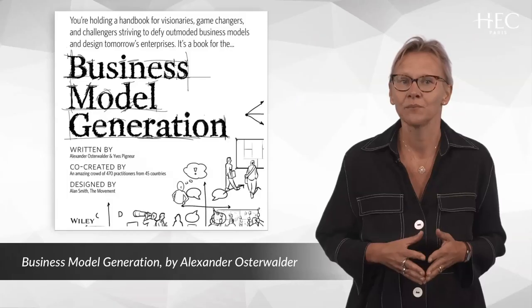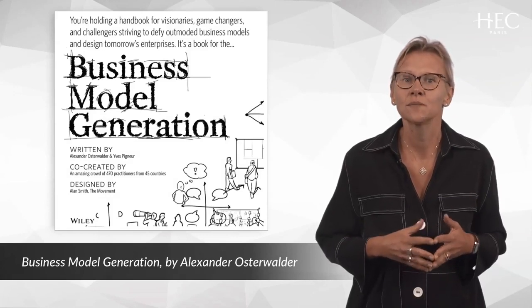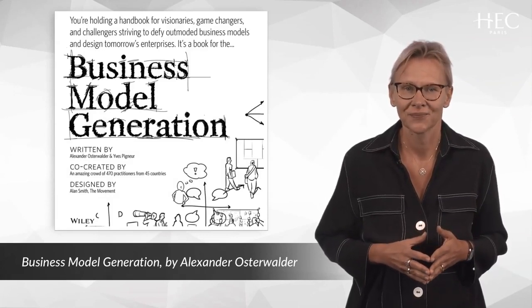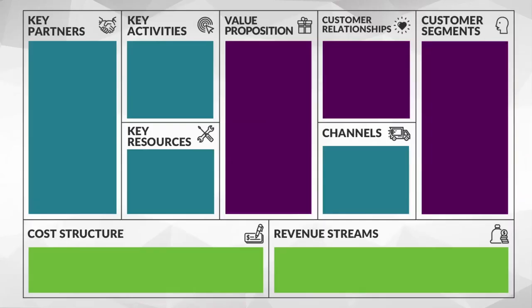It is called the Business Model Canvas and comes from this best-selling book, Business Model Generation, by Alexander Osterwalder, a Swiss business theorist and consultant. In this book, Osterwalder uses 9 components for his business model framework.